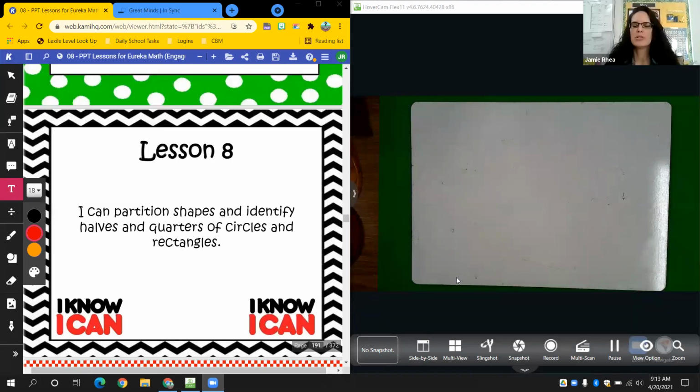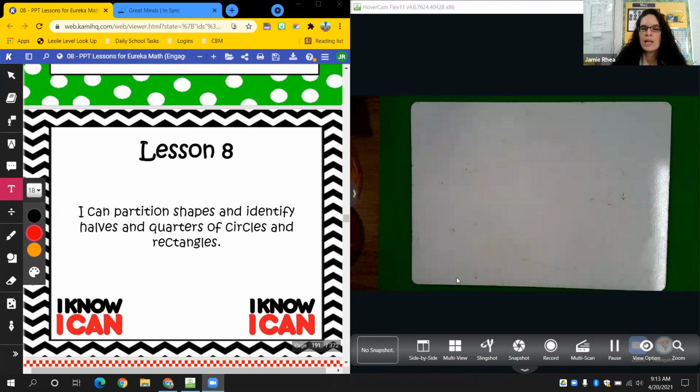All right, we are on lesson 8 of module 5 today. So let's go ahead and get started and see what we're going to look at today, okay? All right, lesson 8. I can partition shapes and identify halves and quarters of circles and rectangles.